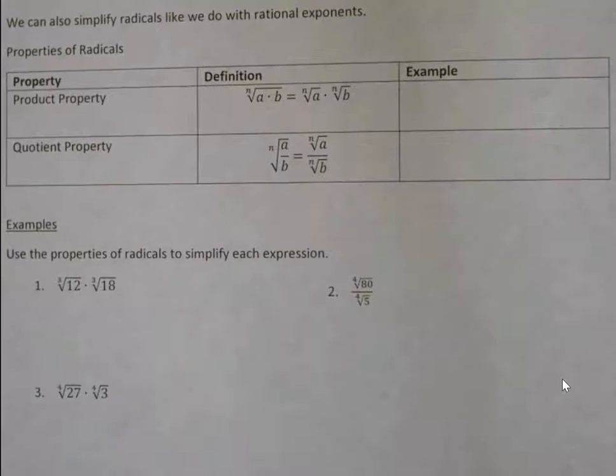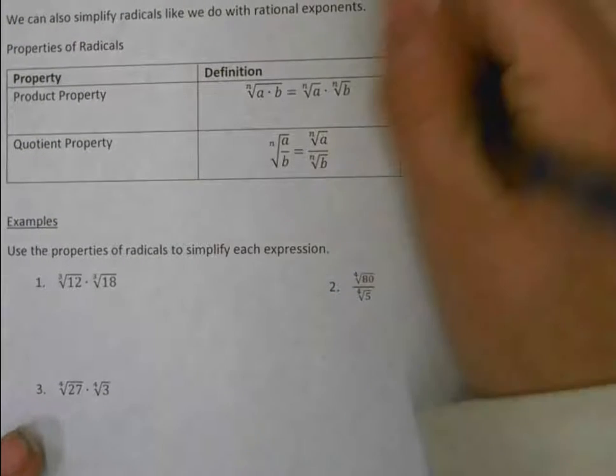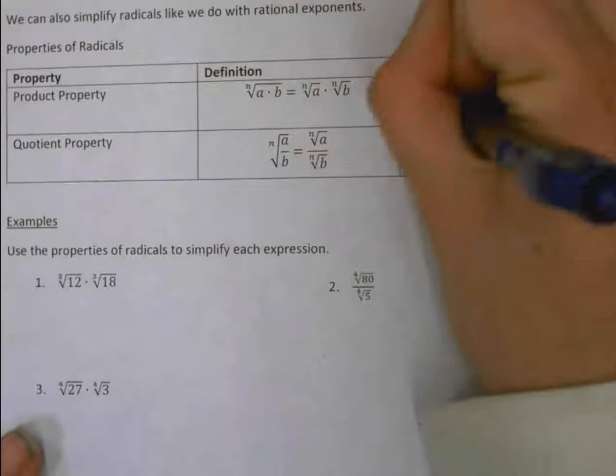So today we're working with radical properties. So one is the product property. So I could have something like the cube root of 64.